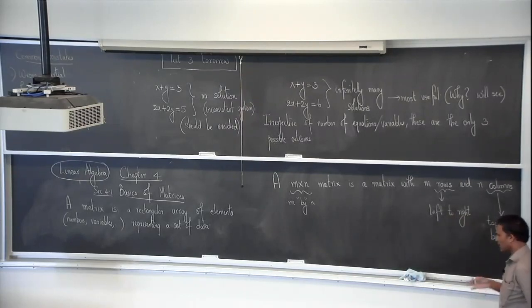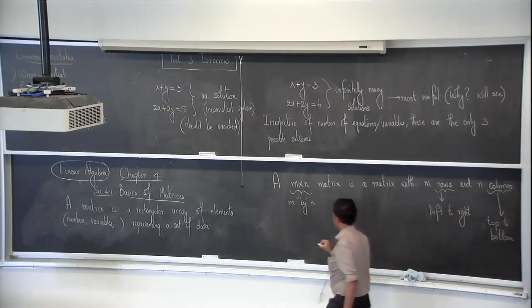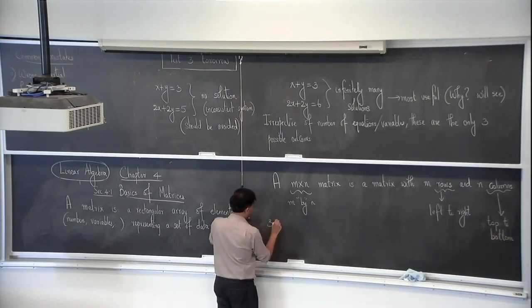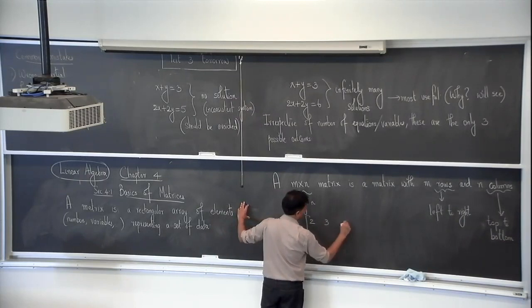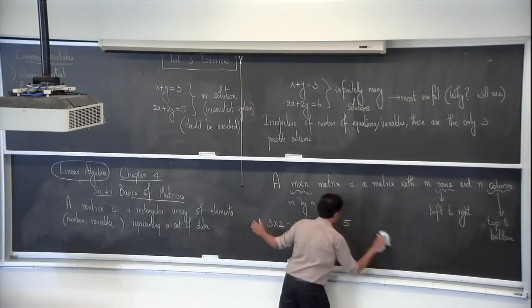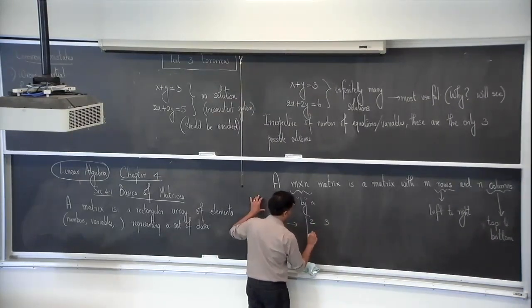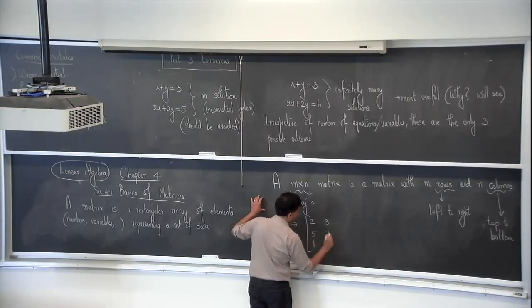So you don't have to say 5 rows by 3 columns. Just say 5 by 3. It means there are 5 rows and 3 columns. So a 3 by 2 matrix will look like this: 2, 3, 5, 2, 1, 4.